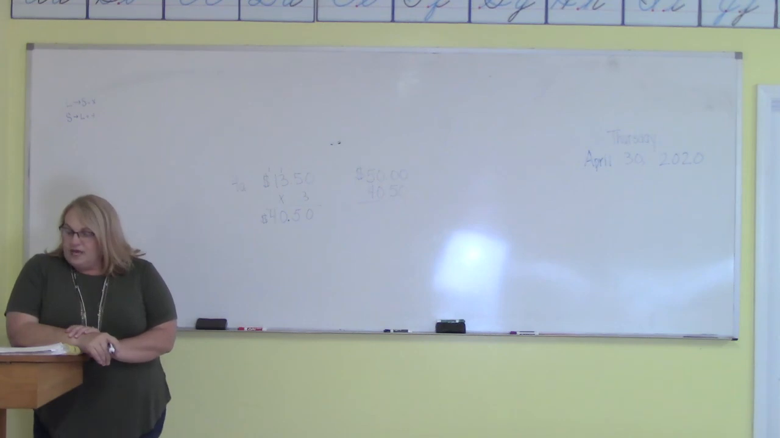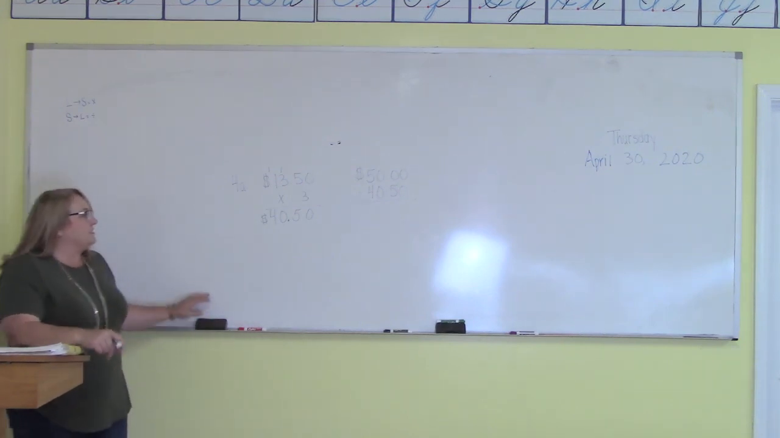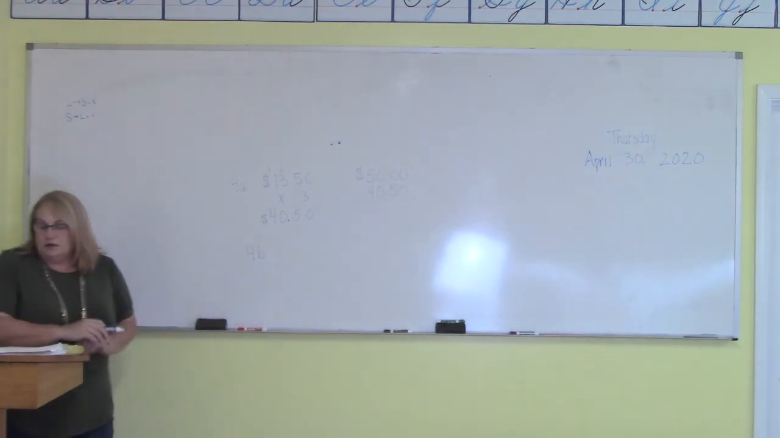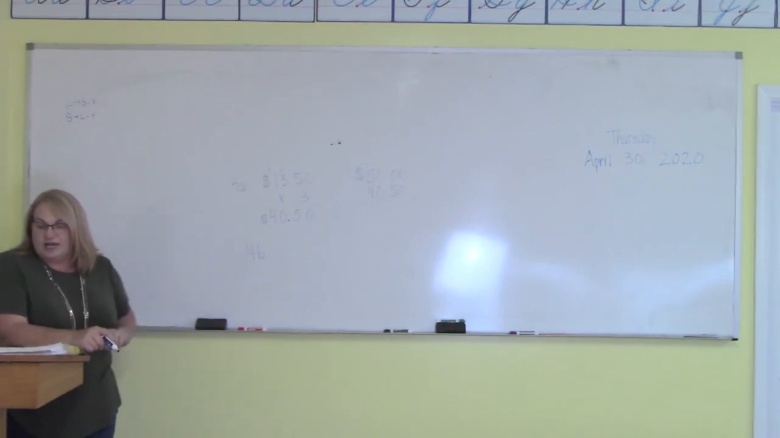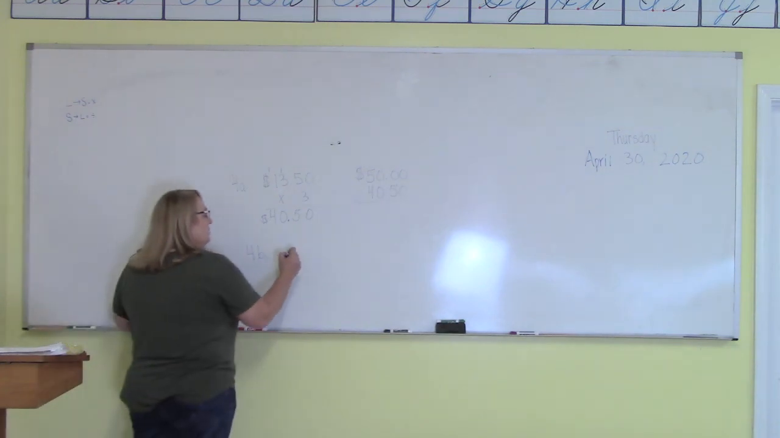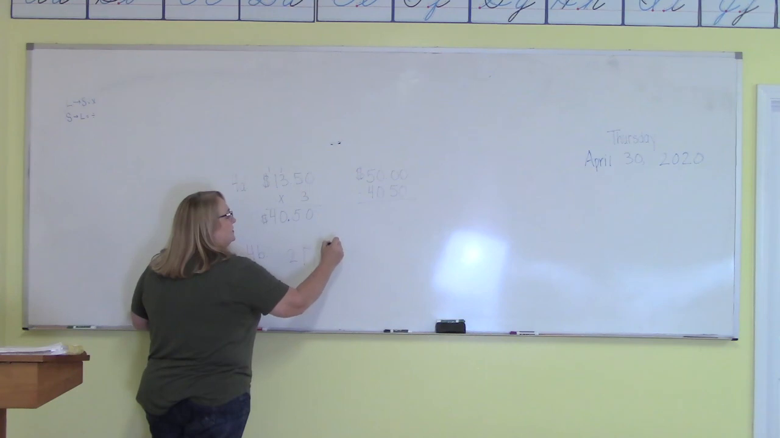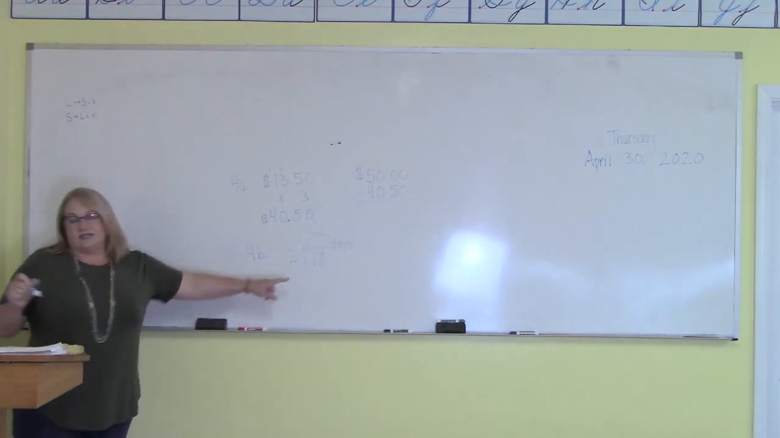Right, on 4B, it took Chad several days of working 2 hours per day to complete the job. In all, Chad worked 18 hours. So for 4B, how many days did Chad paint before he completed the job? So he worked 2 hours per day. In all total, he worked 18 hours. So how many days did it take for him to finish? Okay, you're going to divide 18 by 2.